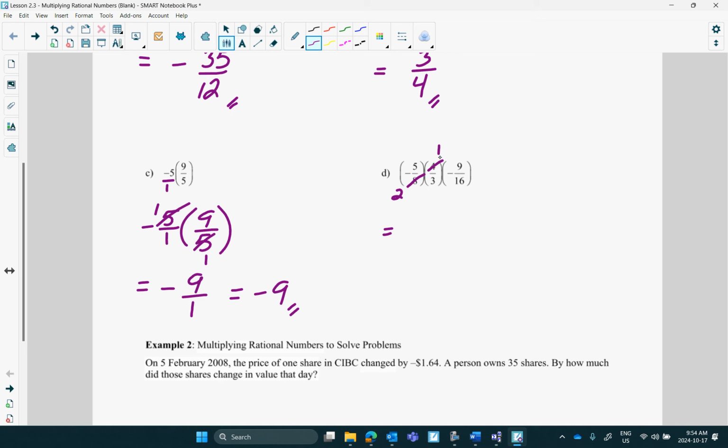3 and 9. I can divide each by 3 to get 1 and 3. Doesn't look like there's anything else I can do. So remember, I've already established my number is positive. So what's 5 times 1 times 3? 5 times 1 times 3, 15 over 2 times 1 times 16.